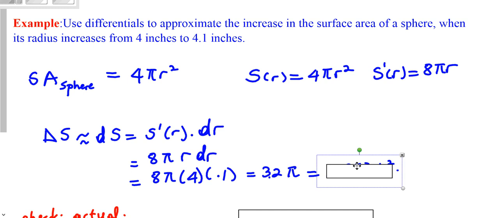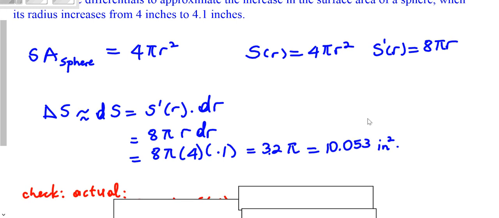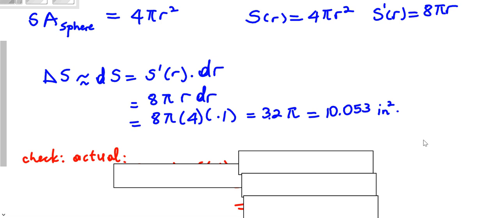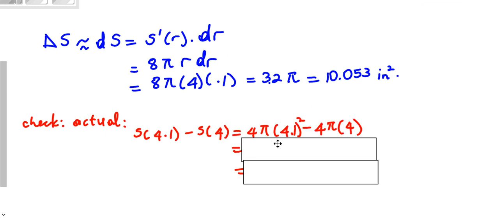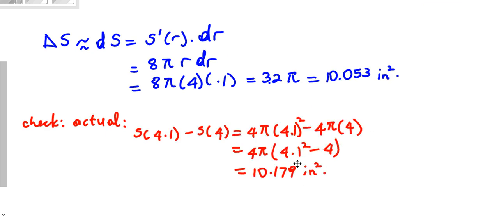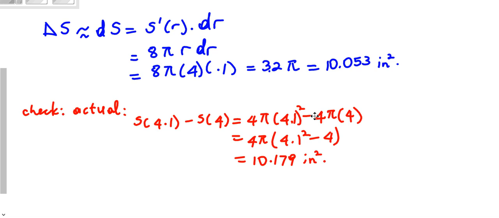Let's multiply them together to get an estimate for change in surface area, 10.05. How do you find the actual value to see how close we got? Find the surface area at 4.1, subtract it from the surface area at 4. And that turns out to be relatively close, but not extremely close because surface area is a very, same thing with volume, you know, the quantities are much bigger, even a tiny little bit change makes a bigger change. So our estimate is not as close as the one last example, but it's still not too bad.